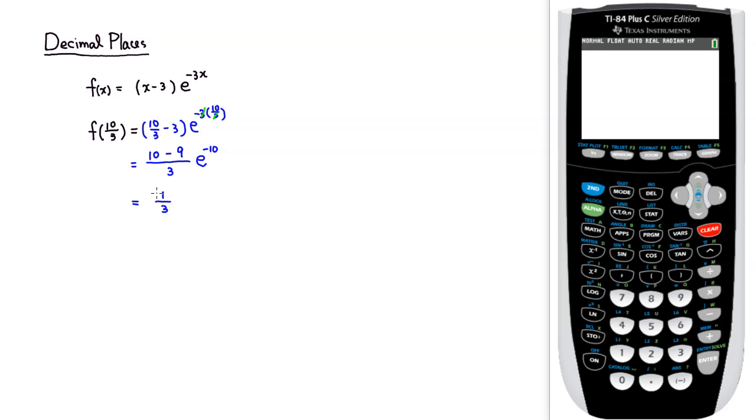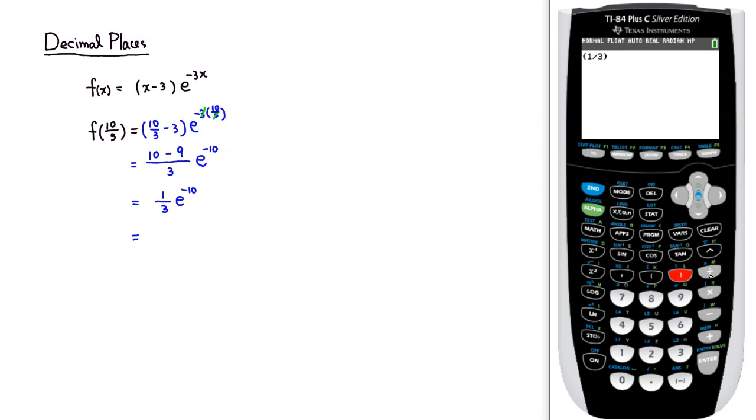Since it's a negative power, we can put it on the bottom, or you can keep it as e to the negative 10. Doesn't matter. So let's compute it. Let's write the answer with 4 decimal places. Let's just find the value here, so I'm going to go to the calculator. We're going to type in 1 over 3; I'm probably going to have to put parentheses around 1 over 3. You can divide by 3 at the end, but let's do that.